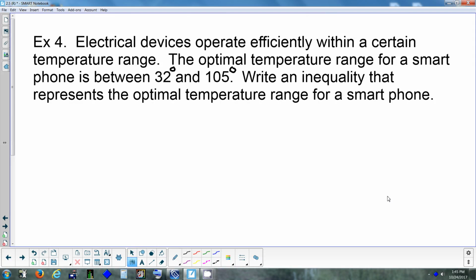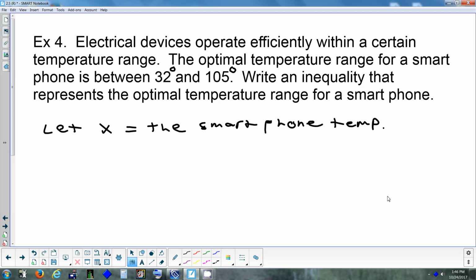Okay, so to write an inequality, what's the first thing you need to have? Inequality signs. What else? Numbers. We're gonna need the word and. I agree. What else? X. We're gonna need a variable. Okay, so Joe said x. So let's let x equal the smartphone temp. So x is the temperature of the smartphone.